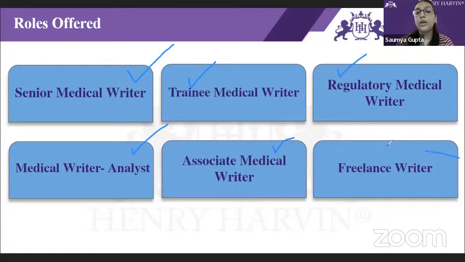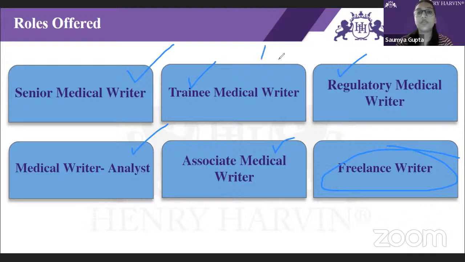You can also work as a freelancer, as I said. If you're not interested in working as a full-time employee, or if you have some constraints and want to work remotely, then you can work as a freelance writer also. There are various opportunities, and there are various branches of medical writing.